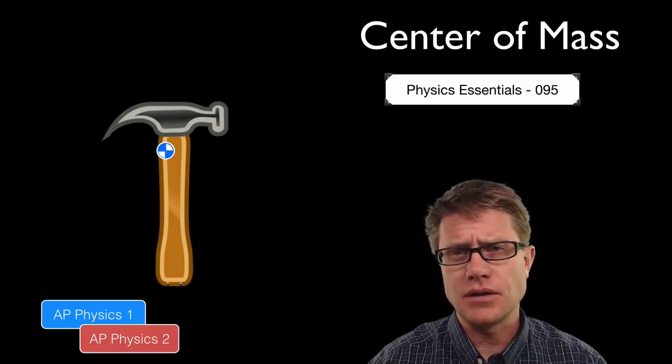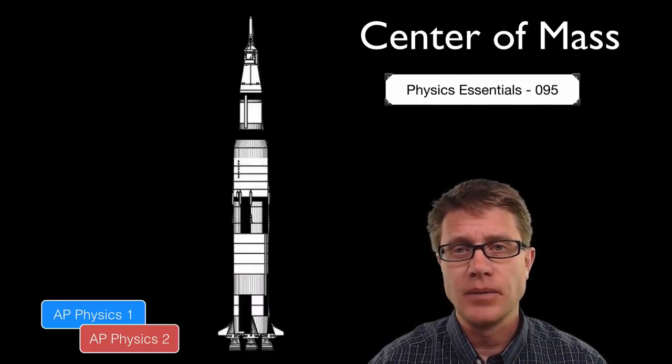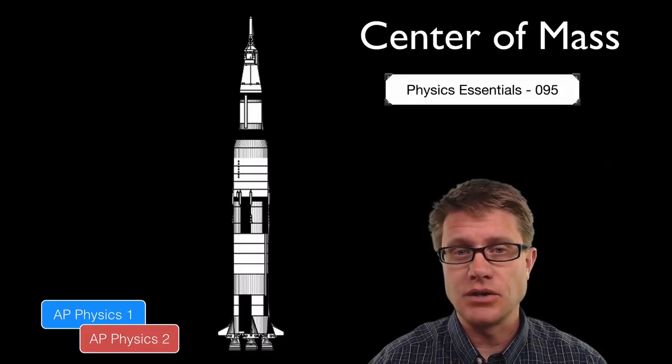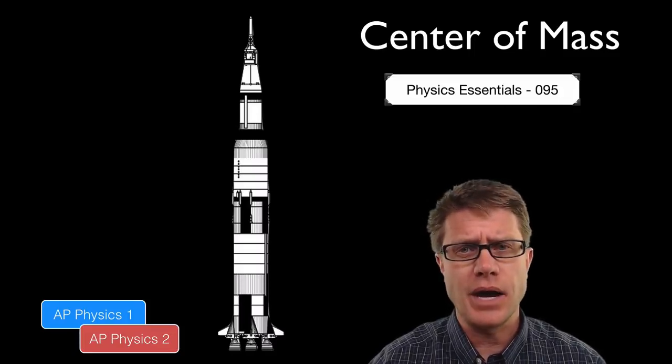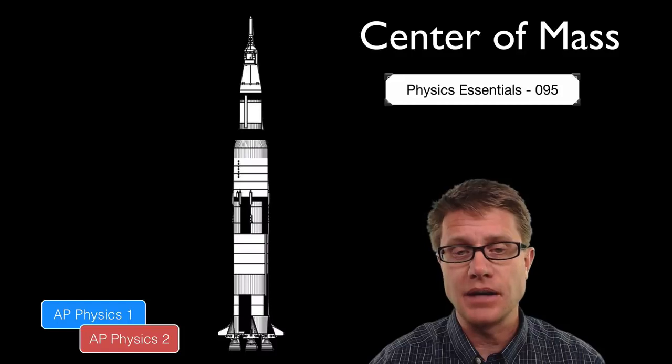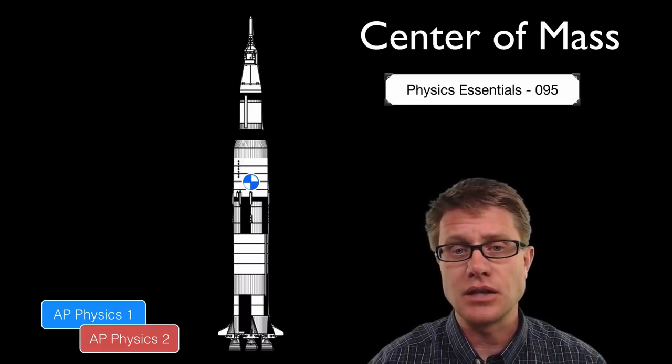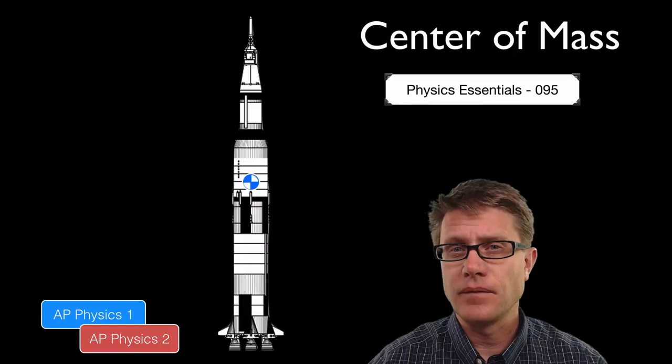Now let me show you a system. So this is a Saturn V rocket. It's made up of a number of different stages. And so where would you say the center of mass is, the average mass? Well, it's maybe somewhere like that. What do you think would happen to the center of mass if I were to break this rocket apart into its two stages at this point? Well, it will stay in the same location.